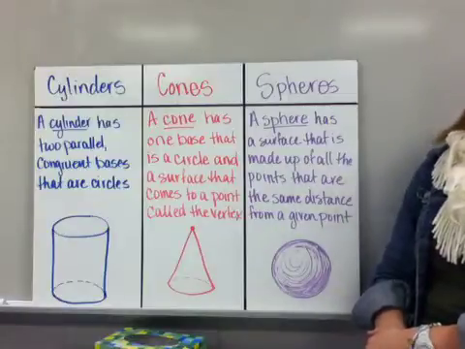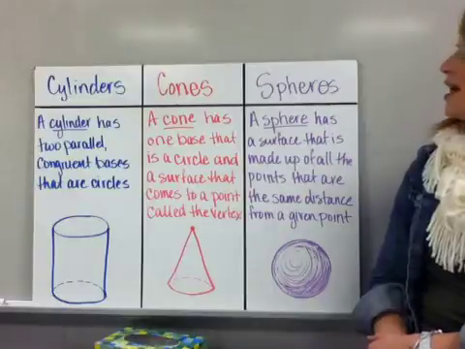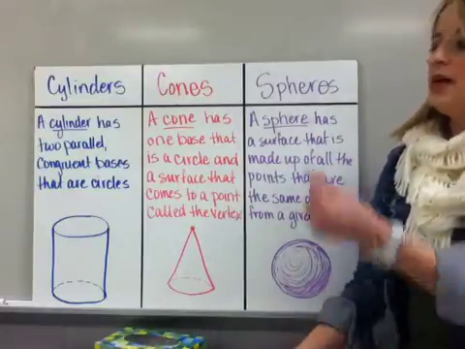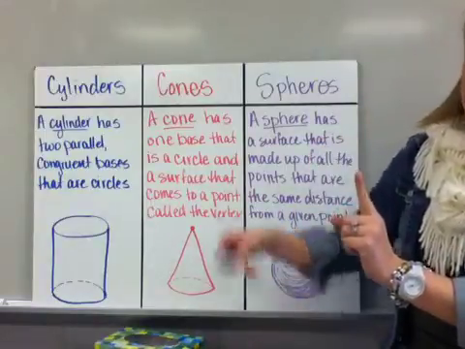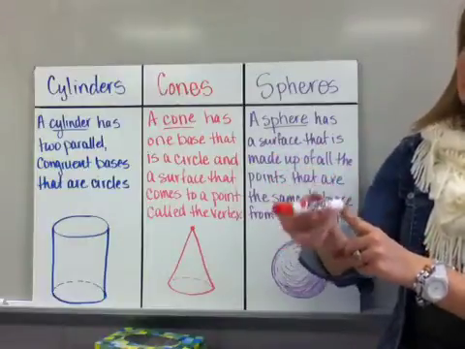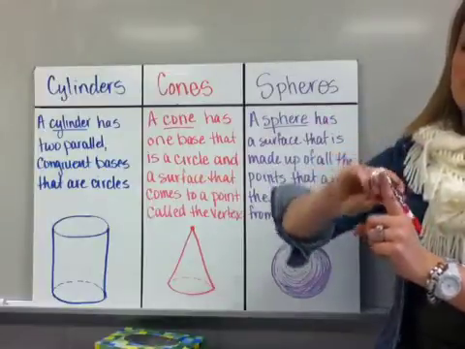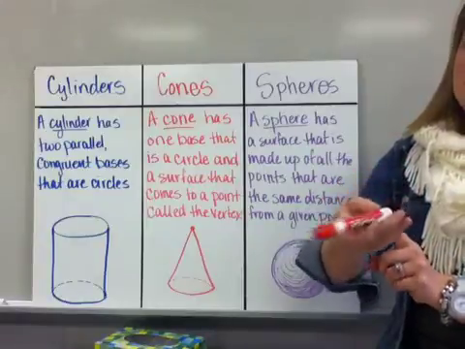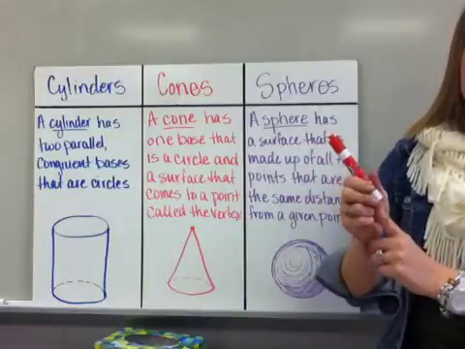And a sphere, this is like a ball. A sphere has a surface that is made up of all the points that are the same distance from a given point. That seems like a very confusing definition, but picture the top of my finger here being that point. And the sphere, we'll turn around this way. If I had this marker open and I were to just color all around there and all the places that the marker tip hits, that would make the sphere. And I'm not even getting close to touching all those points. But if you were, that's what a sphere would be.